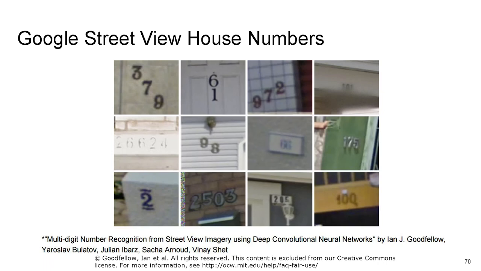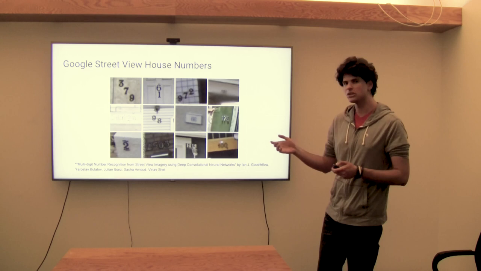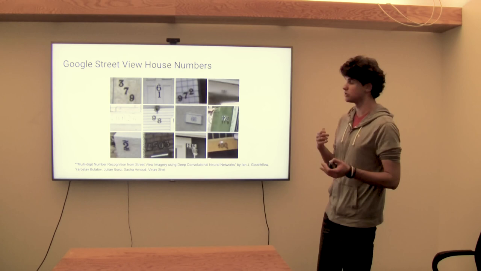Now, what the CNN was tasked with doing was recognizing the individual digits within the image and then understanding that it's not just one image, one digit that it's looking at, but a string of digits connected, and successfully classifying it as the correct house number. This can be quite challenging, even for humans.